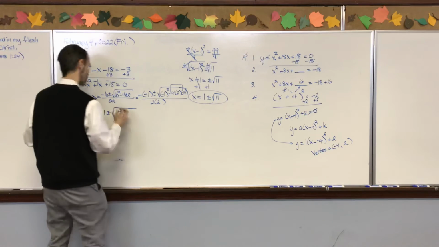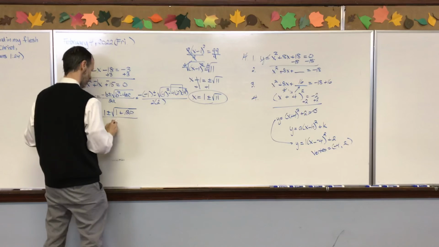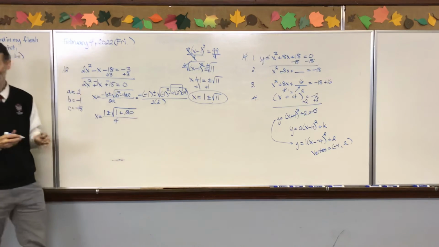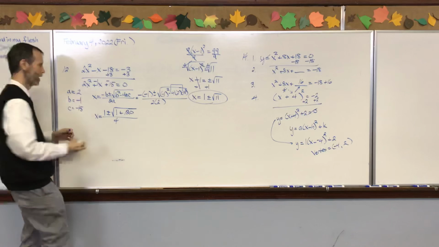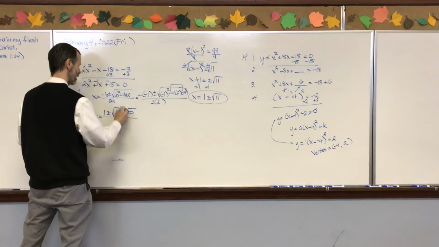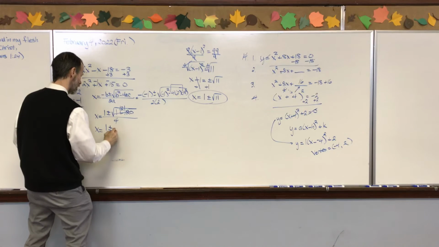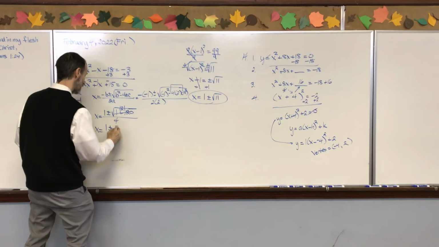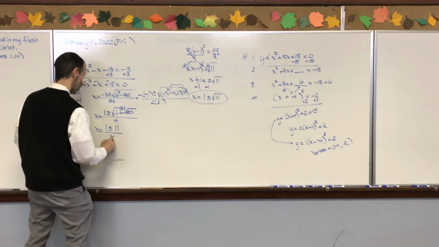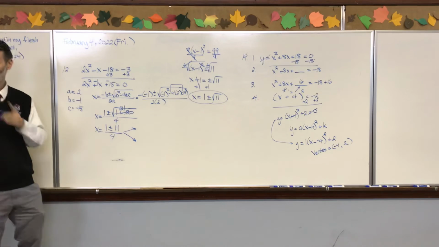Very good, 120. All over what? 4. Nice. Somebody simplify this. Go. What's this going to be? 121. Does that come out evenly? Yeah. What is it? Square root of 121 is 11. 11 all over 4. That should give you 2 answers. So finish it off for me.